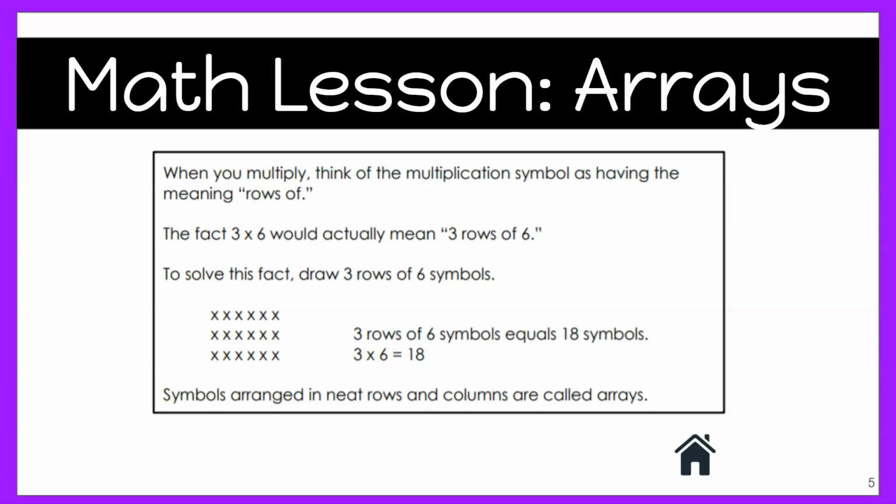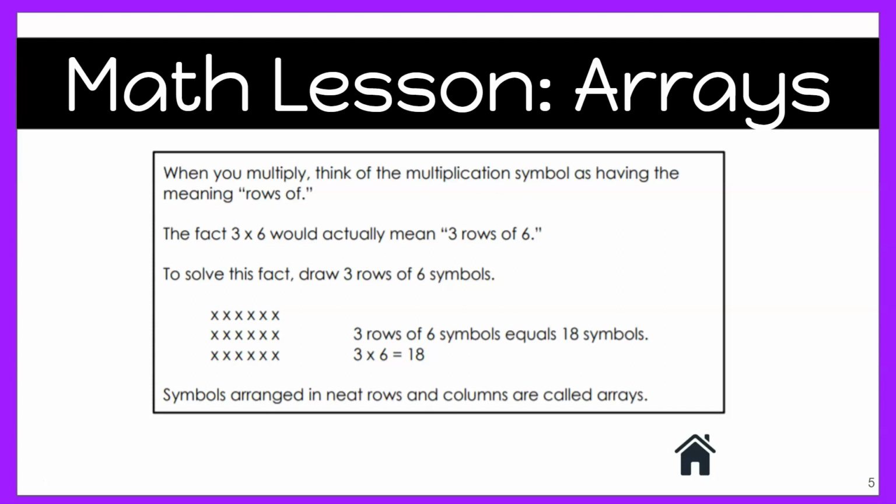And so what you notice about those pictures you just saw is symbols are objects that are arranged in neat rows and columns. Those are called arrays. Like if I think of egg cartons, they fit perfectly into a rectangle.